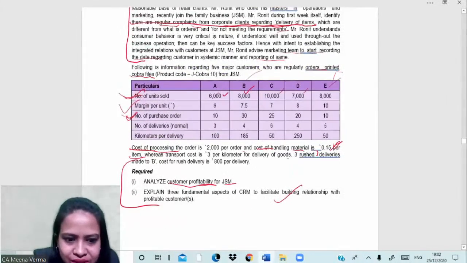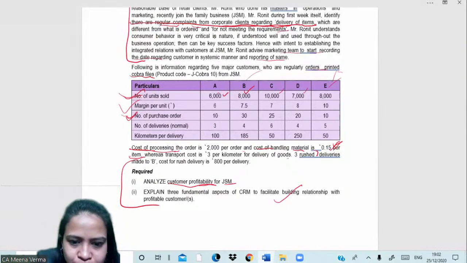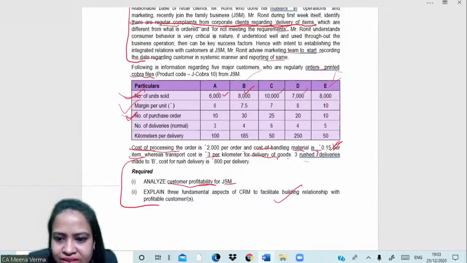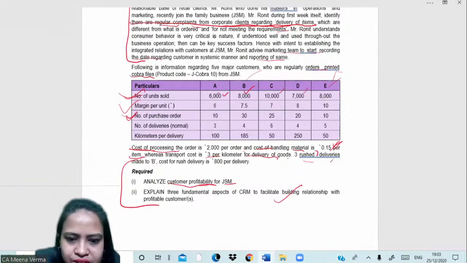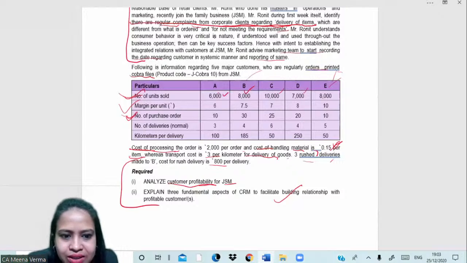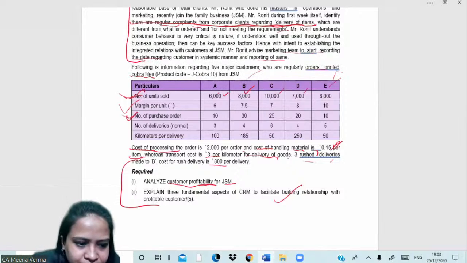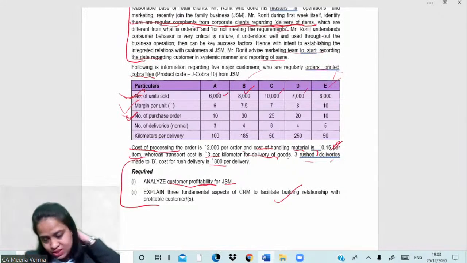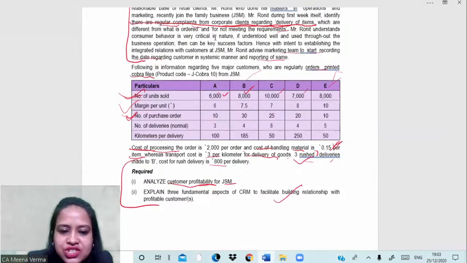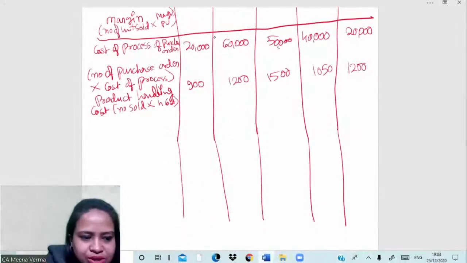Next, what else do we have? Transport cost is this for delivery of goods. And they have given you that there are 3 rush deliveries to be made, and the cost for the rush delivery is this. So here we will calculate 2 things. First, we will calculate the delivery cost, and then we will consider the cost of these rush deliveries.